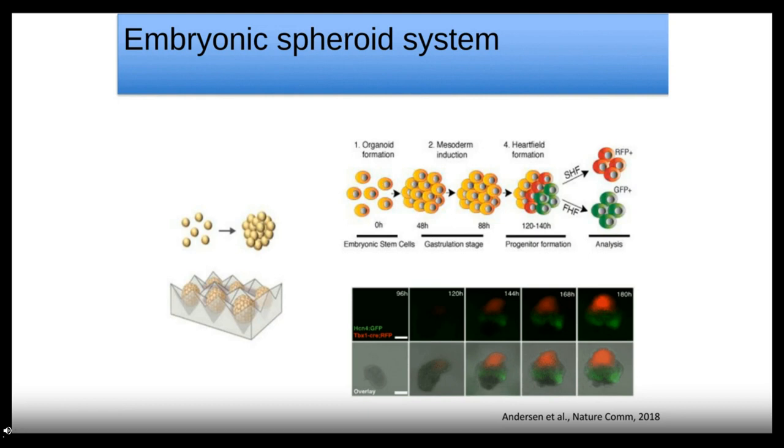When we look at the picture here at the bottom, we see that after we've driven this induction by activin and BMP, over time we start seeing formation of these separate domains that are either RFP or GFP positive, and they're adjacent to one another, very similar to the in vivo scenario, where we see the two heart fields developing adjacent to one another.